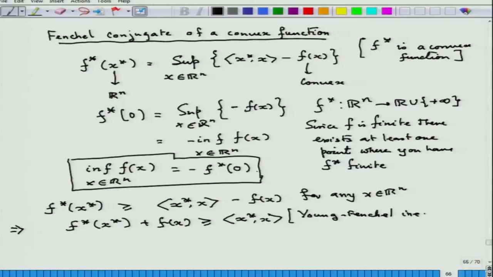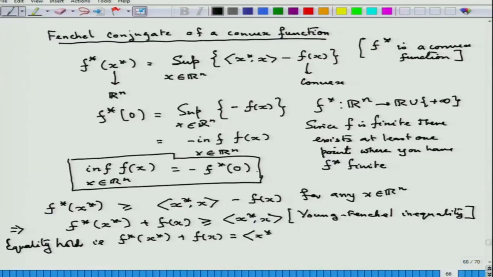You might think that there is no use giving such a triviality a name, because it is just obvious from the definition. Yeah, it is obvious. But what is not so obvious is the fact that equality holds, that is f star of x star plus f of x is x star x, if and only if x star belongs to the subdifferential of f at x. So, if f is differentiable, then x star is exactly equal to the gradient of f at x.